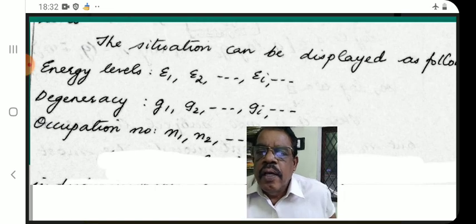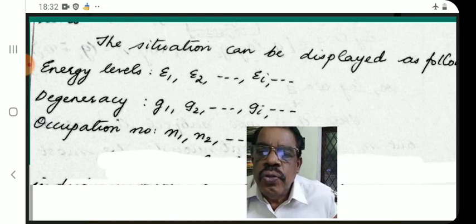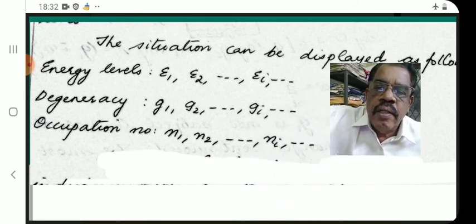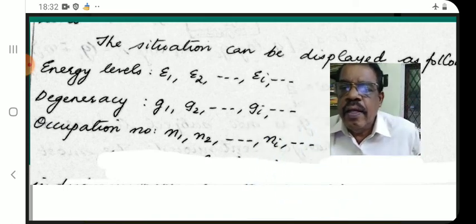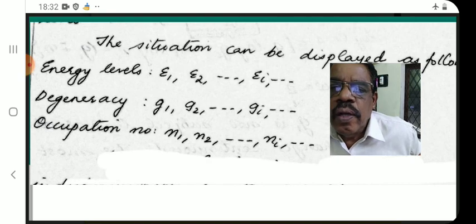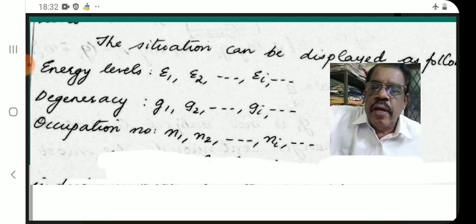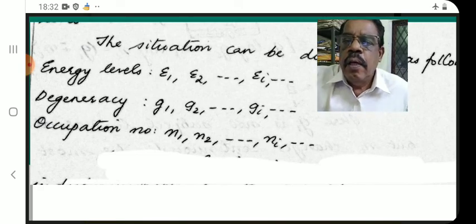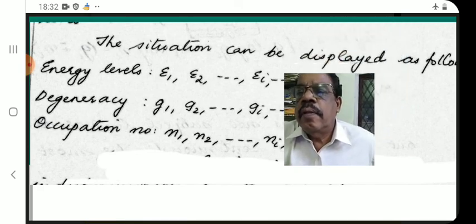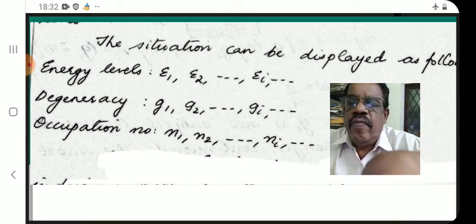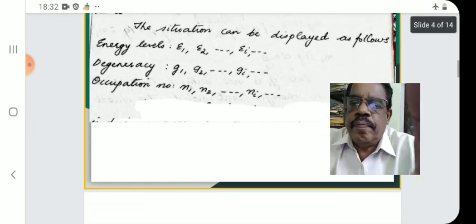Degeneracy G1, G2, etc., Gi, etc., and occupation number of particles in the given energy level equal to N1, N2, N3, etc., Ni, etc. This is the initial condition, the situation that appears in the FD statistics.